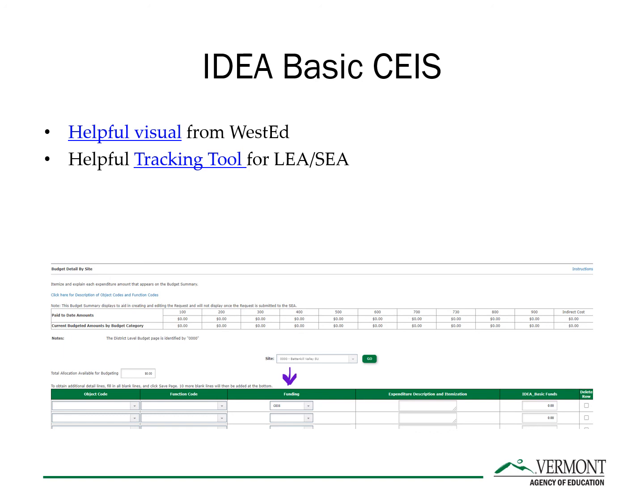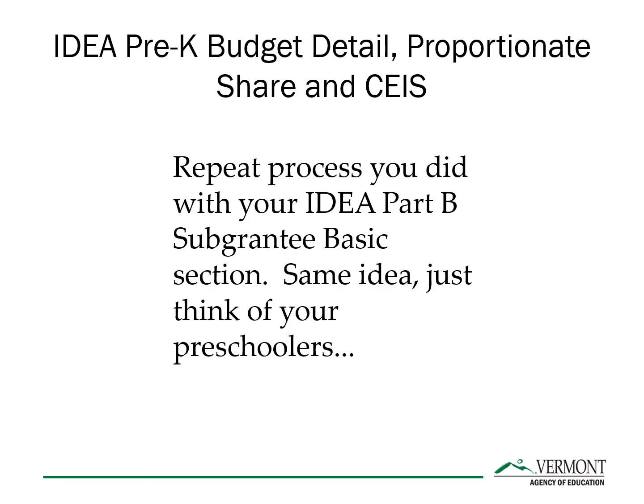The tracking tool that's linked below has come from the Center for Fiscal Resources, an IDEA National TA Center called CIPHER. Where you have completed your budgets for your students under the IDEA Basic, there are other tabs that have you separate out your IDEA pre-K budget, your budget detail, pre-K proportionate share, and pre-K CEIS. You're repeating the process that you did with your Part B Basic. Same idea, we're just thinking about our preschoolers. You're including them in their work plans with the SMART objectives, the rationale, the evidence, and you're repeating the same process, but thinking specifically about these different dollar sources for pre-K.